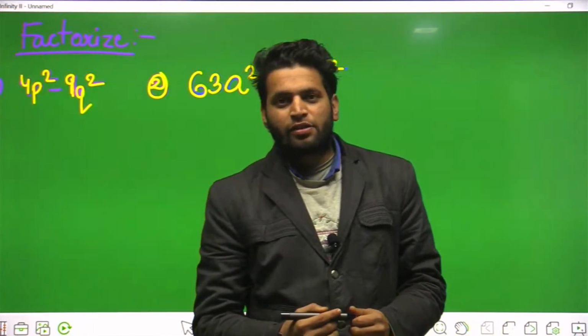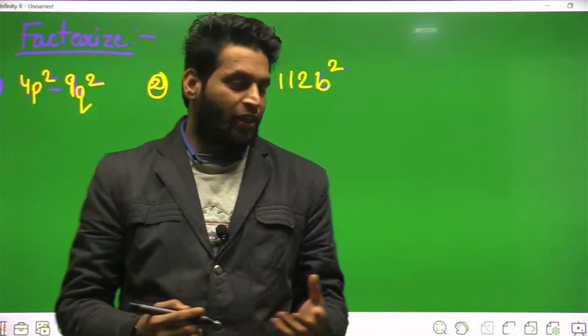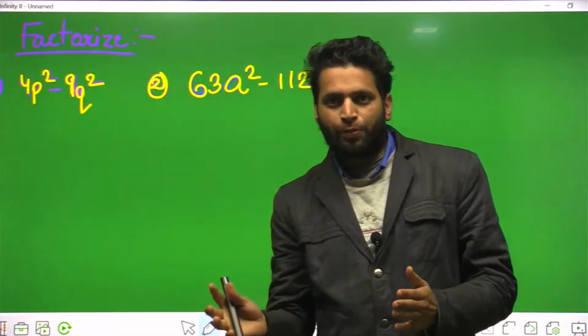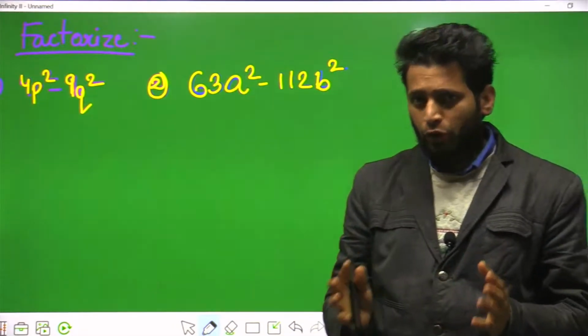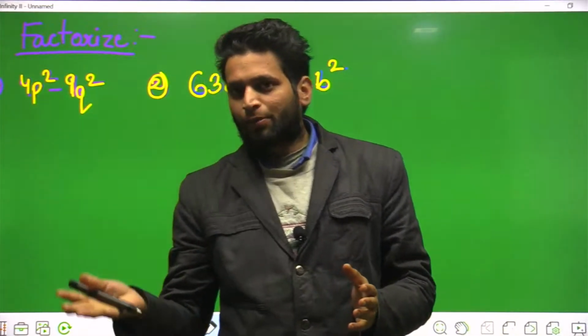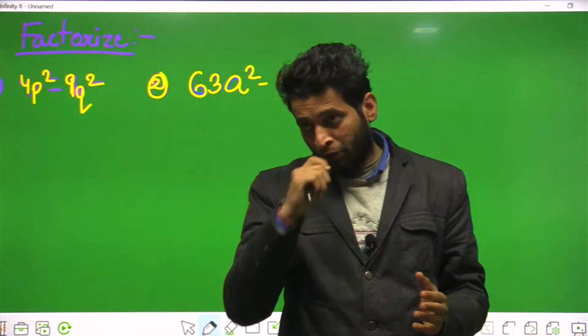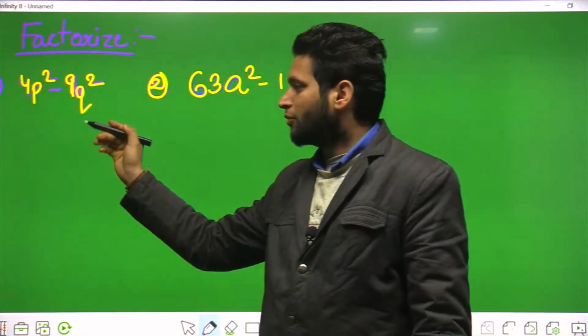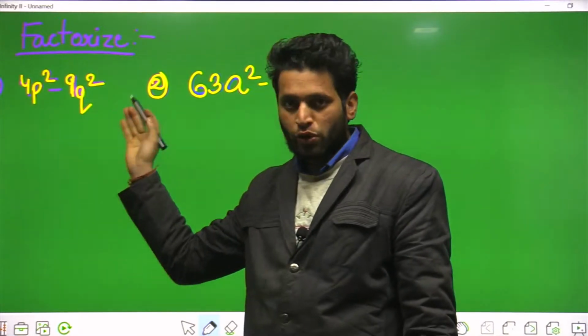Good morning, students. Today I'm going to explain factorizations. Today we will solve some questions based on factorization. You can see there are some questions, like 4p square minus 9q square.